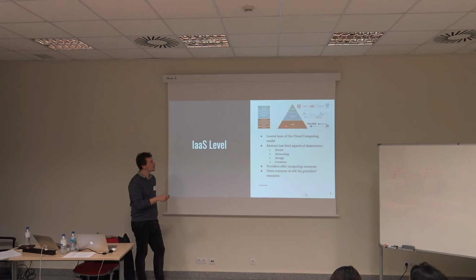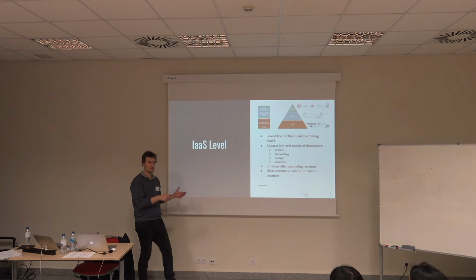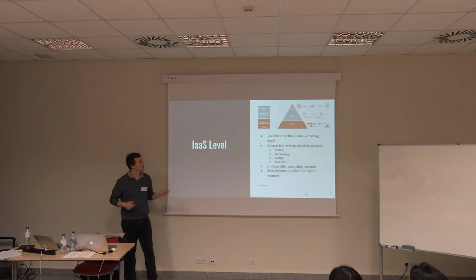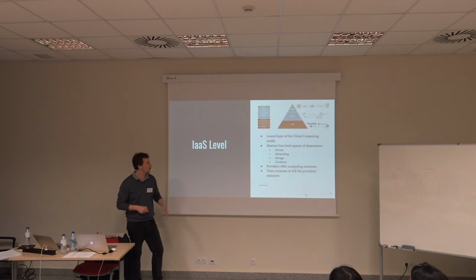And in this layer, what happens is that you have a provider. For each layer, we always consider the provider and the customers. So in infrastructure as a service, you have a provider that has a lot of servers. And what this provider does is that it abstracts all those servers by virtualizing them with virtual machines, with containers. Usually it's often virtual machines. And what the customers of infrastructure service providers pay for is computing resources.